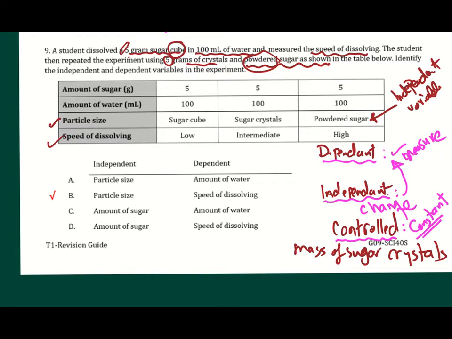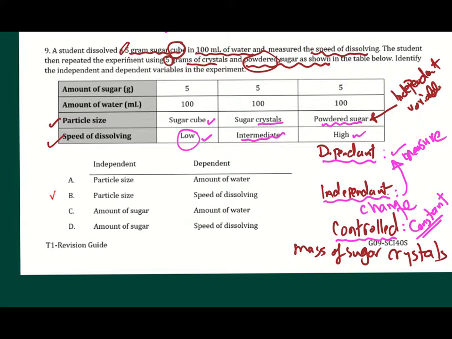So the speed of dissolving was low when we used a sugar cube. It means the sugar cube dissolved very slowly in water. Yes, if it's in the form of a cube. If it's in the form of crystals, it's intermediate, meaning it's faster. If the sugar is powdered, it's very high.